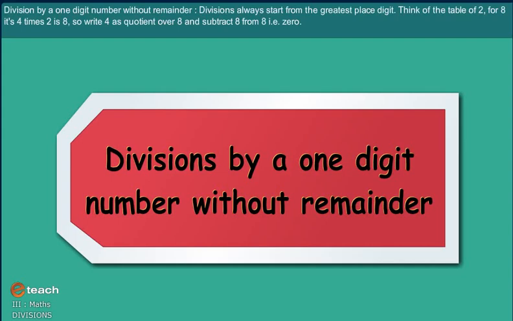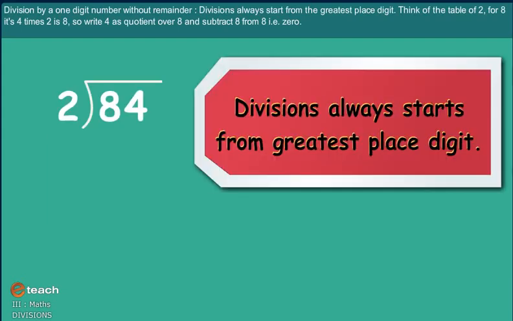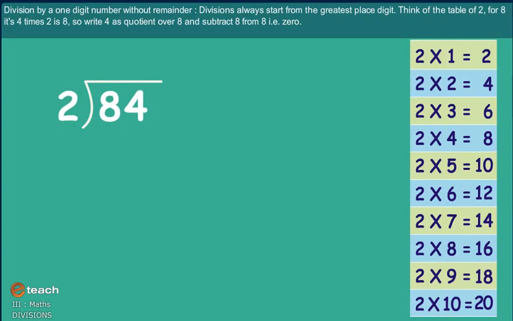Divisions by a one-digit number without remainder. Information box. Divisions always start from greatest place digit. Think the table of 2. For 8, it's 4 times 2 is 8. So write 4 as quotient over 8 and subtract 8 from 8 is 0.